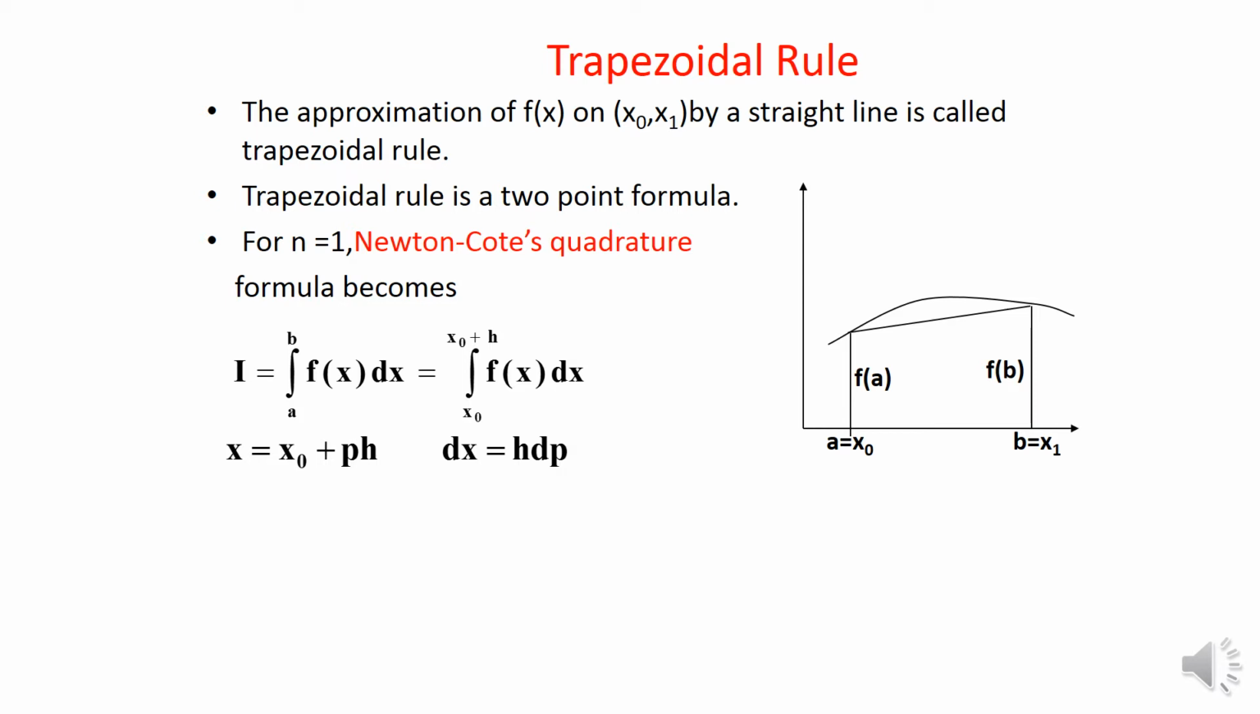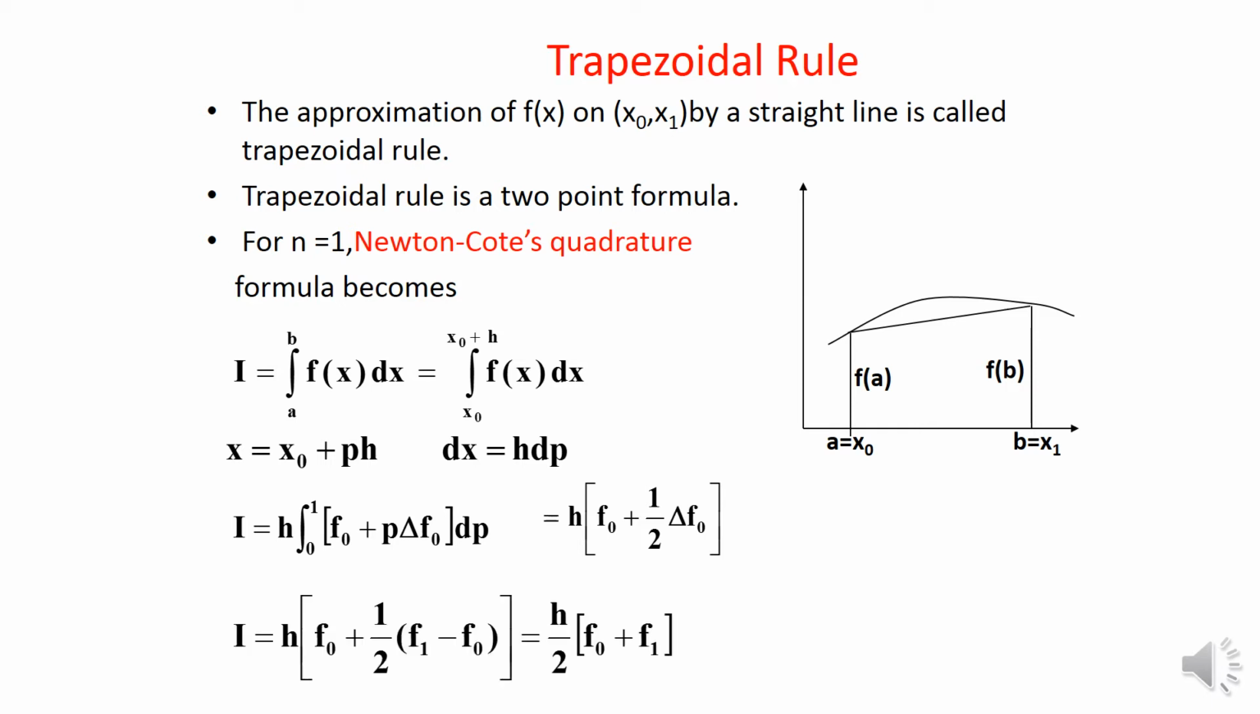We substitute the value of x and dx in the value of I, and we write down the limits also as 0 to 1. So when we substitute f(x0 plus ph) and expand it with the help of Newton's forward interpolating formula, we get f0 plus p del f0, and the limit is 0 to 1, h dp is the value of dx. Now we integrate it term by term and substitute the limits. So we see it comes h times f0 plus half del f0.